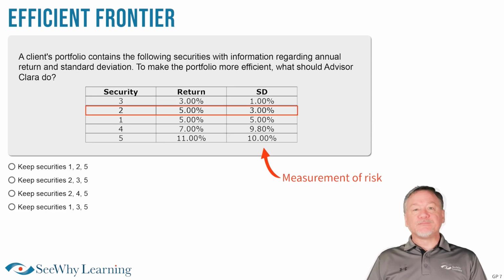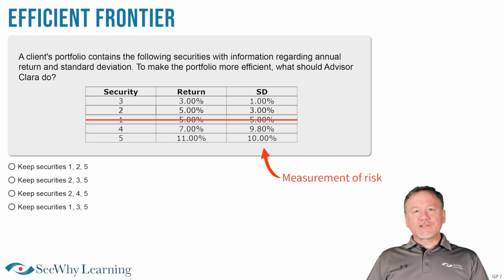So let's move on. The next riskiest security is Security 1 with a standard deviation of 5%, so more risky than Security 2, but notice it has the same expected return. Well, certainly from a risk versus return point of view, it's less efficient than Security 2, so we should probably get rid of it. Next, let's compare Securities 4 and 5, which represent a lot more risk.